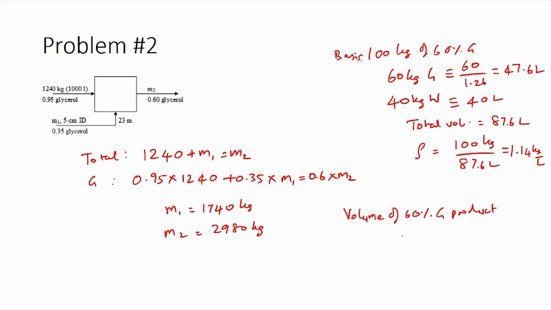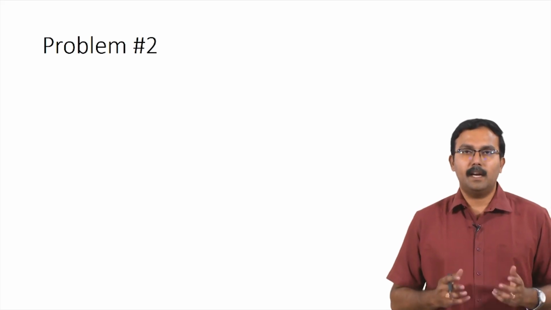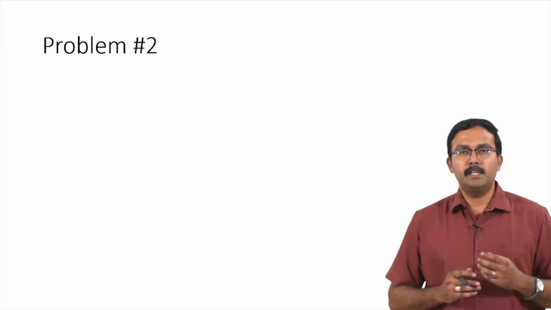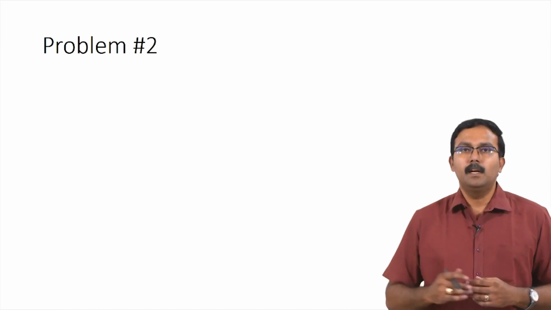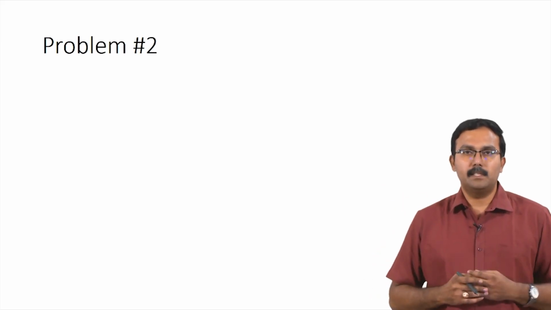So, we have the mass and the density. So, volume would be mass divided by density which is 2980 divided by 1.14, giving a final volume of approximately 2610 liters. The next part of the problem expects us to perform the mechanical energy balance calculations. What is the information that we have regarding the mechanical energy balances? We know that there is a pump which needs to deliver the liquid at a height which is 23 meters above the point at which it is being discharged.